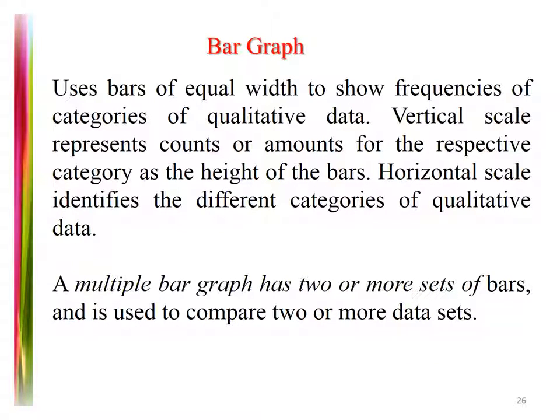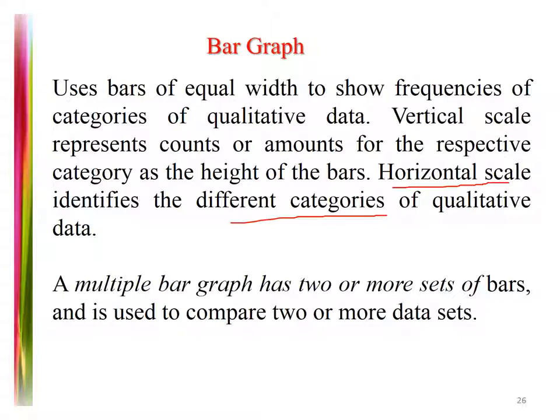Alright, so next, bar graph. Everybody is familiar with this bar chart. It uses bars of equal widths for frequencies. This is actually useful for qualitative data. The vertical scale represents the count or amount of the respective category as the height of the bar, and the horizontal scale identifies the different categories or labels of the qualitative data.